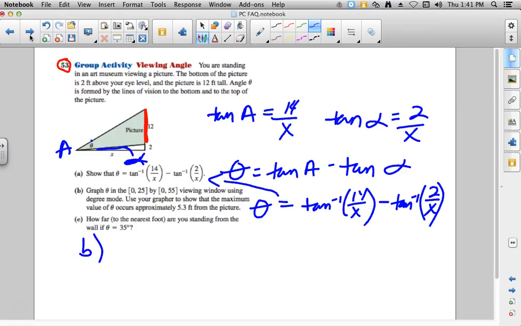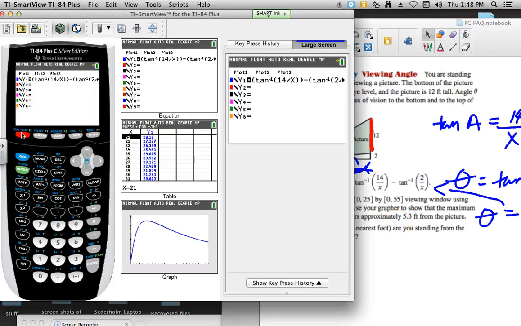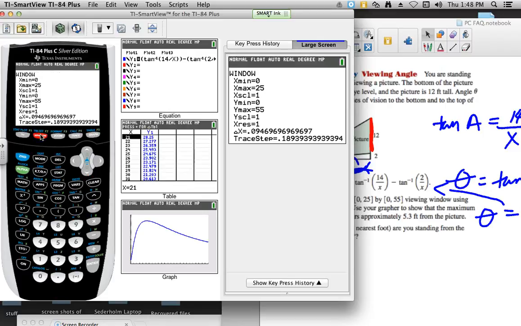B says, let's go ahead and graph it in a window from 0 to 25 by 0 to 55 viewing window using the degree mode. And I'm going to go ahead and stop the play here and get the calculator up. Let me show you what you have to punch in with this one to get it. This might have been the issue. We really need double sets of parentheses for this in order to get the calculator to understand that we want the inverse tangent of 14 over x minus the inverse tangent of 2 over x. So you really do need double parentheses. And the window, they already told you what to do there. I'm sure that wasn't an issue.